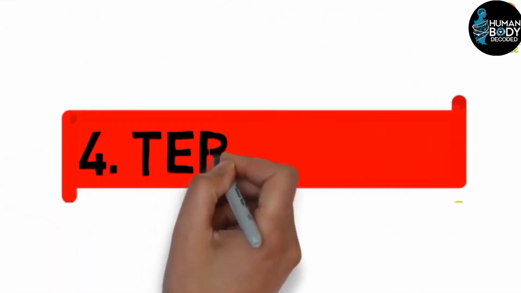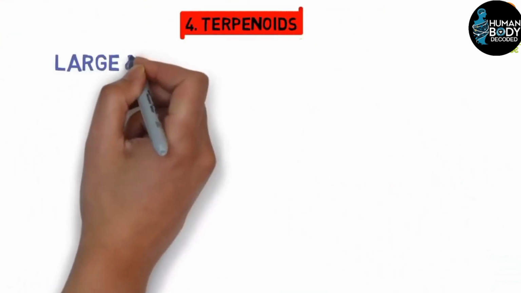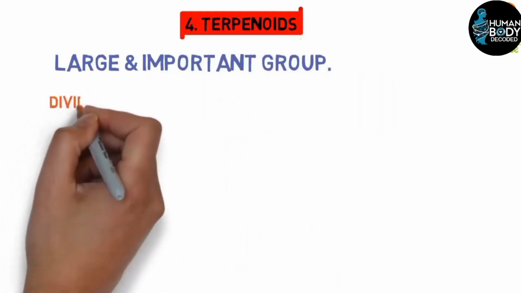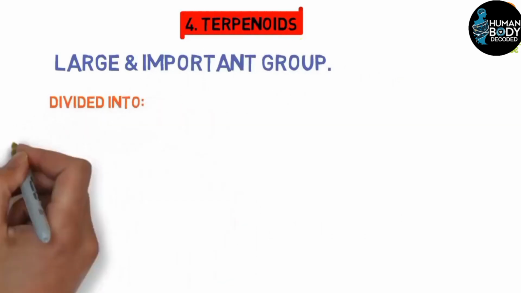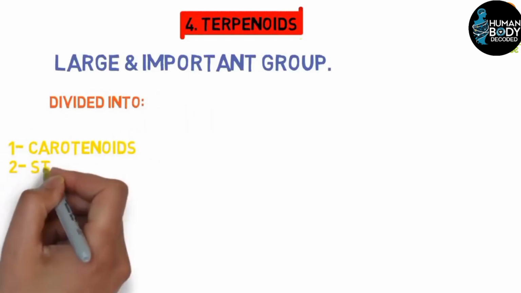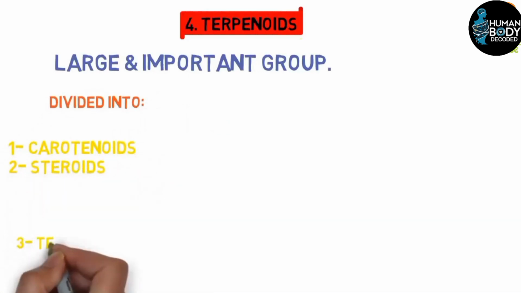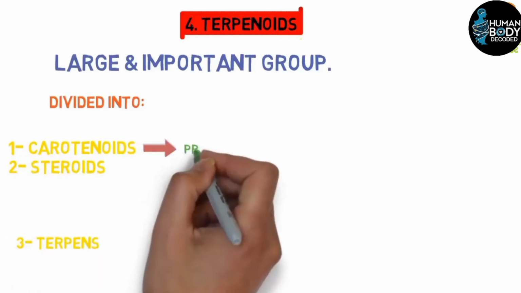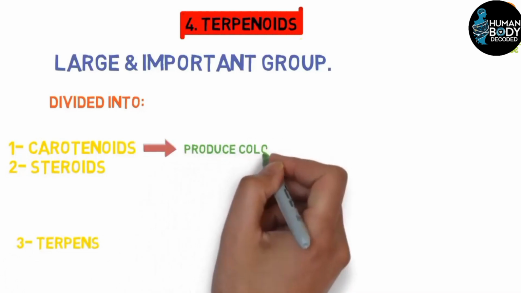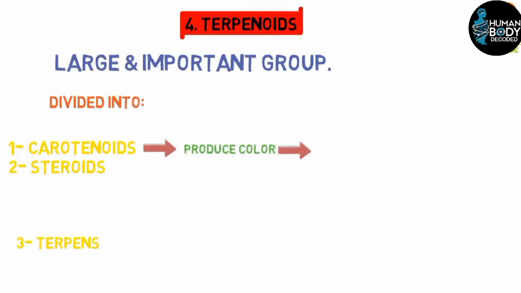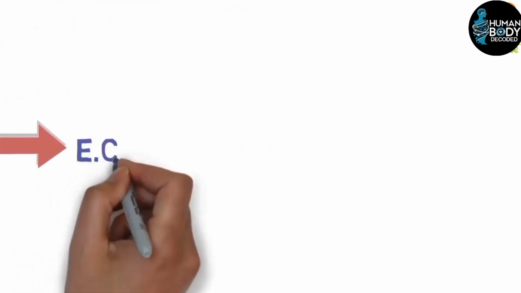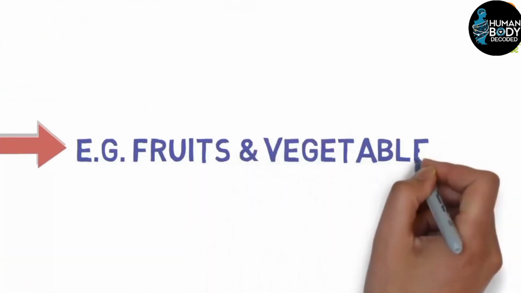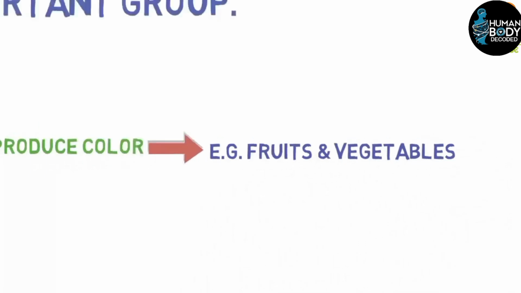4. Terpenoids. Terpenoids are the largest and most important class of lipids, and they are further classified into three types. 1. Carotenoids. 2. Steroids. 3. Terpenes. Let's go through each classification. What are carotenoids? Carotenoids are responsible for the various colors seen in plants, including the vibrant colors of fruits and vegetables. These pigments are all due to carotenoids.